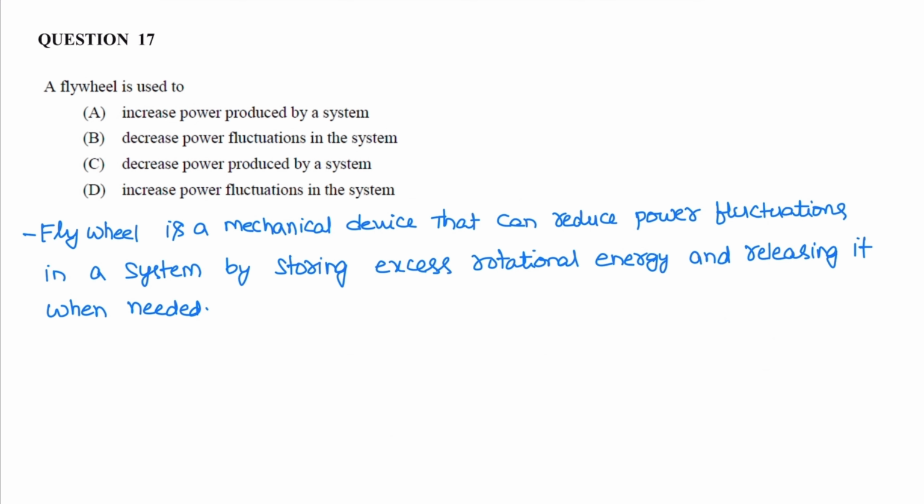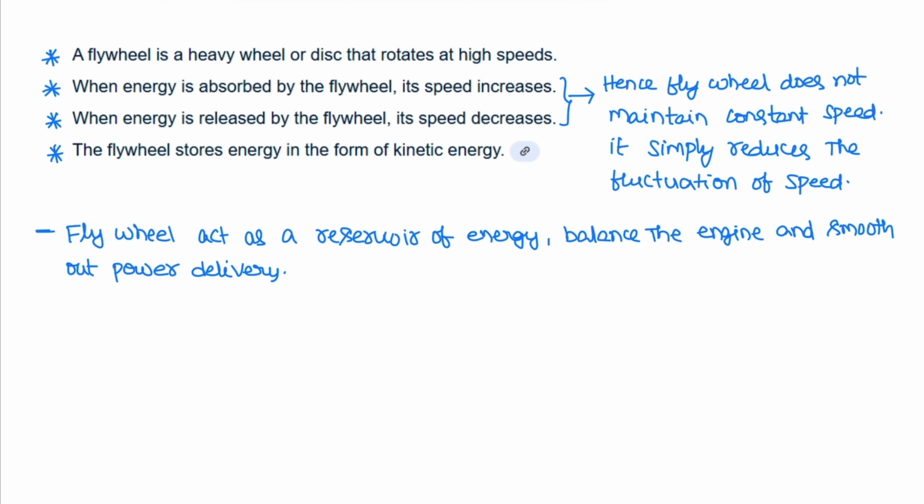Flywheel is used. Flywheel is a mechanical device that can reduce power fluctuations in a system by storing excess rotational energy and releasing it when it is needed. So correct option is B. So to decrease the power fluctuations in the system. So some more points related to flywheel. Flywheel is a heavy wheel or a disc that rotates at high speeds. It absorbs energy so that means its speed is increased. When it releases energy, its speed decreases. Hence, from these two points, flywheel does not maintain constant speed. It simply reduces the fluctuation of speed. So flywheel acts as a reservoir of energy, balances the engine, and smooths out the power delivery.